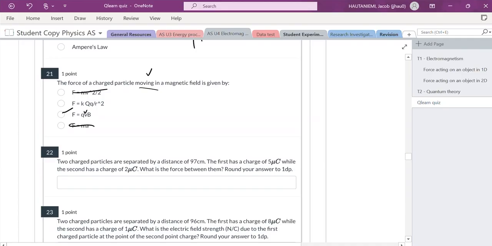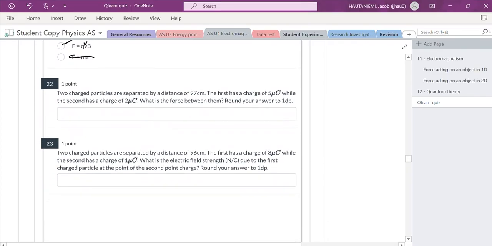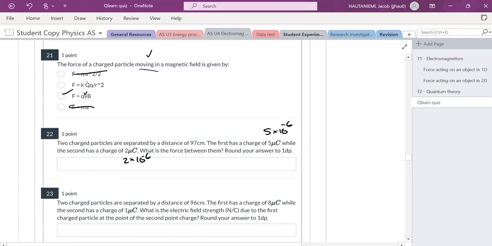Okay. By contrast, this is the force between two charged particles, Q and Q. Two charged particles are separated by a distance of this. The first has a charge of this, while the second has a charge of this. What is the force between them? First things first, we want to convert that to just coulombs by remembering that micro goes to 10 to the negative 6. Okay, and what do you know? The equation's right there, the one that we need.